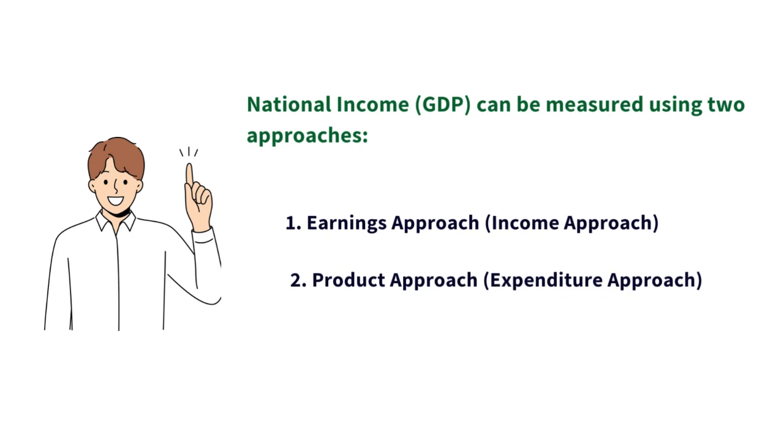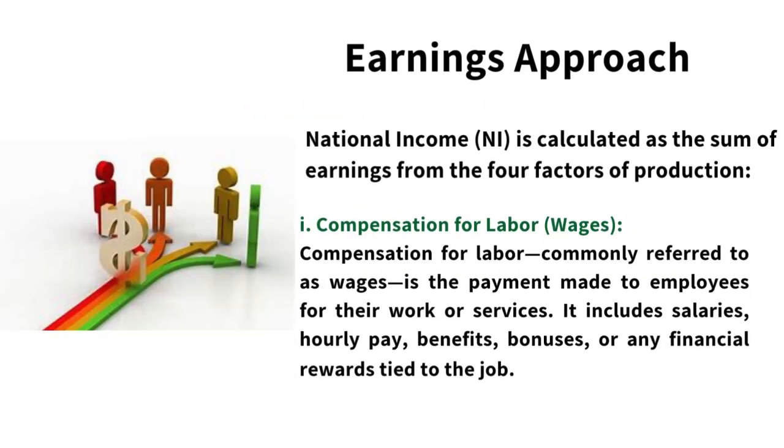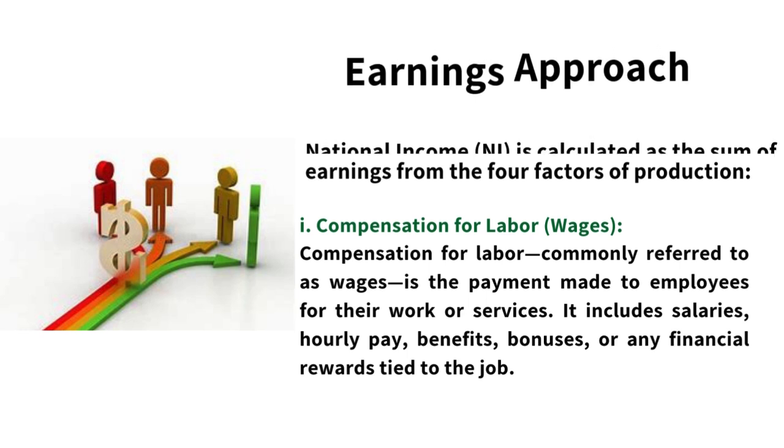National income can be measured using two approaches. First one is earning approach and second one is product approach. Now, what is earning approach? National income is calculated as the sum of earnings from the four factors. First factor is compensation for labor, wages. Compensation for labor, commonly referred to as wage, is the payment made to employees for their work or services. It includes salaries, hourly pay, benefits, bonuses, or any financial rewards tied to the job.